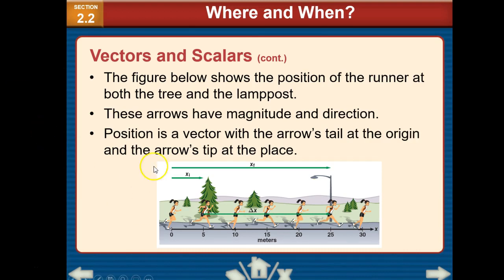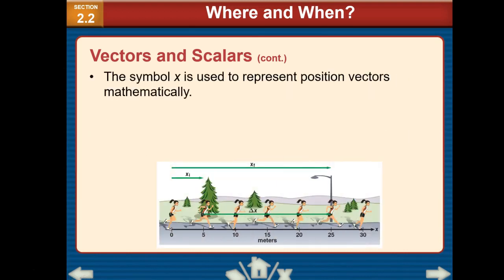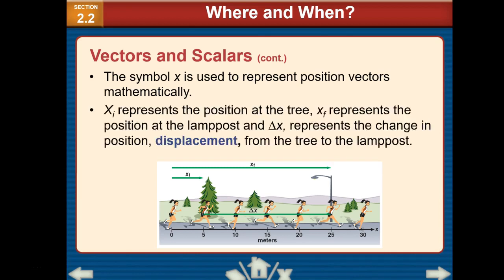And notice the higher the number, the greater the distance covered, the longer the arrow. That's a big thing too. Okay. So we're looking at change in x. xi represents the initial position to get to the tree. Total distance is how far it actually ran. And the difference in those is your delta x, your displacement.